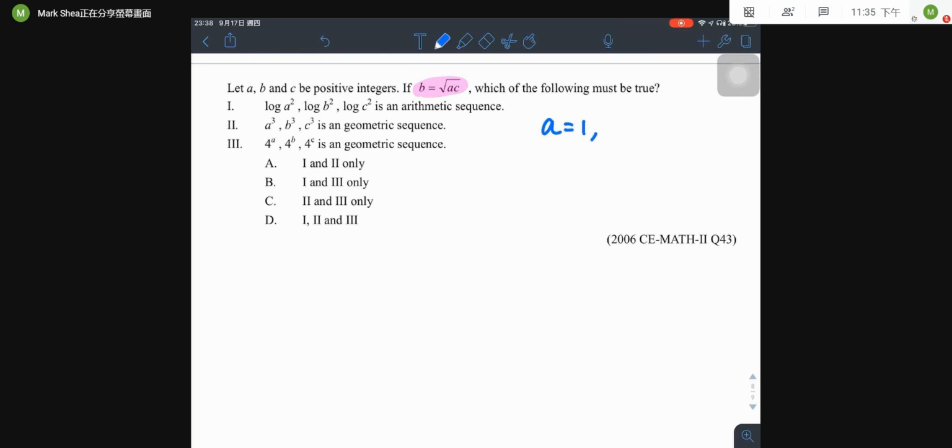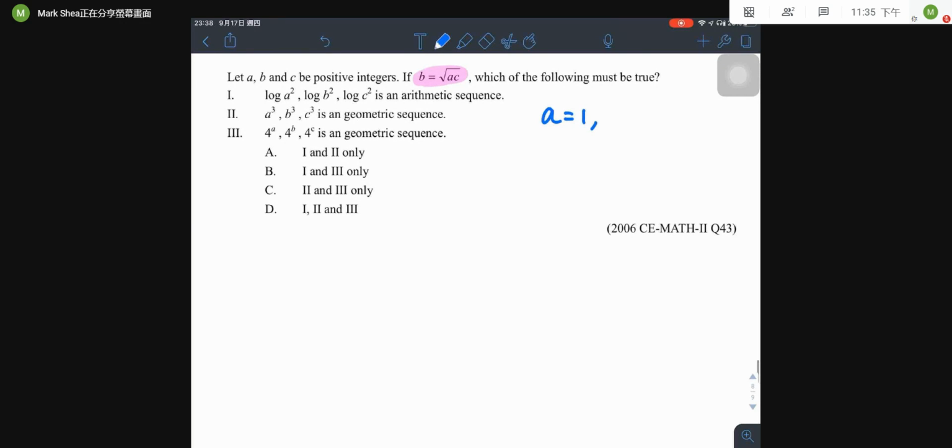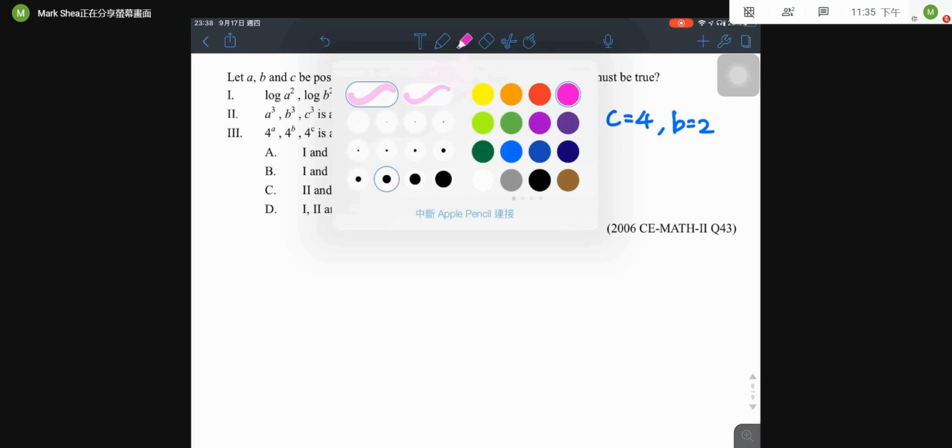first. Then I take C equal to 4. Therefore, B will be 2. Then this will satisfy the condition that A, B, C are positive integers. Now, by using these values of A, B, C, we can substitute in option 3.